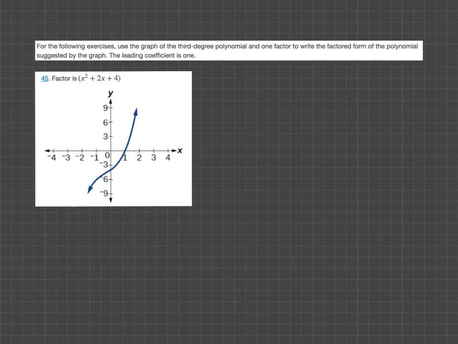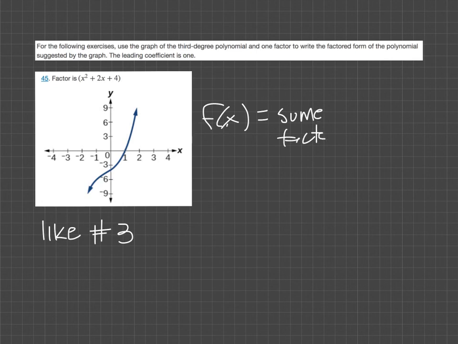One more example. This is like number 3 in the assignment for 5.4. And we want to use the graph of a third degree polynomial, so it has an x cubed term, and one factor to write the factored form of the polynomial suggested by the graph. Okay, so basically what this is saying is we want to come up with the function f of x equal to some factor that we don't know, times that factor that's given, which is x squared plus 2x plus 4. All right, so we want to figure out that unknown factor.